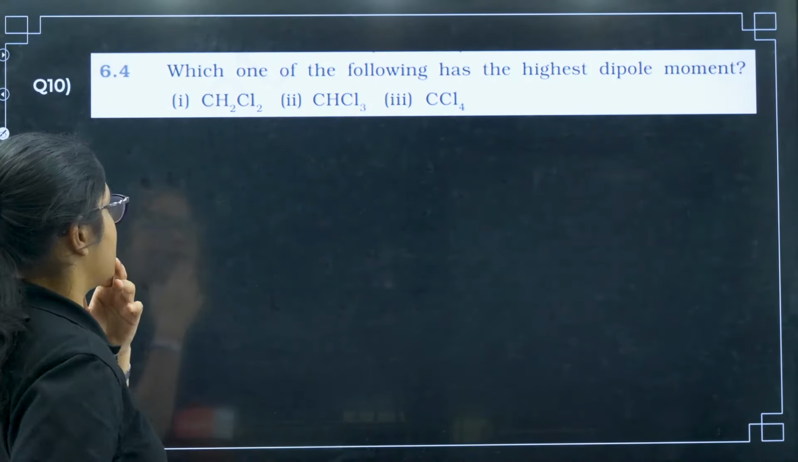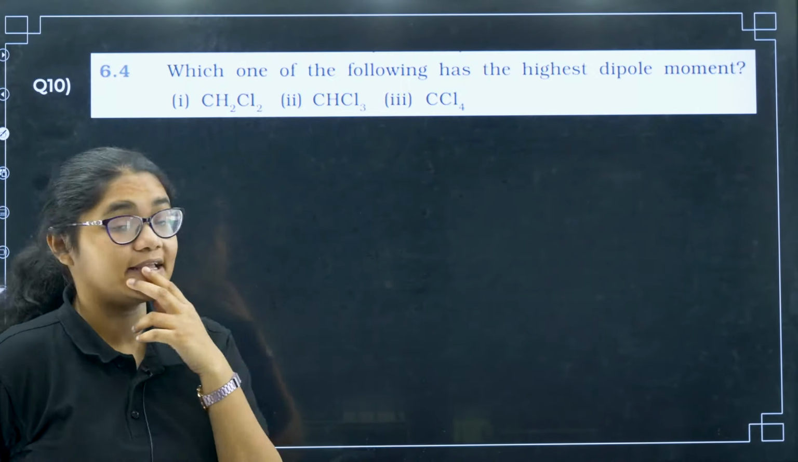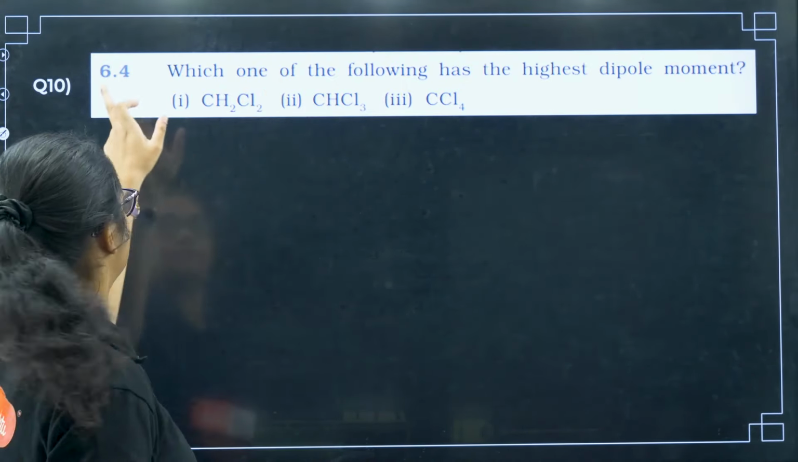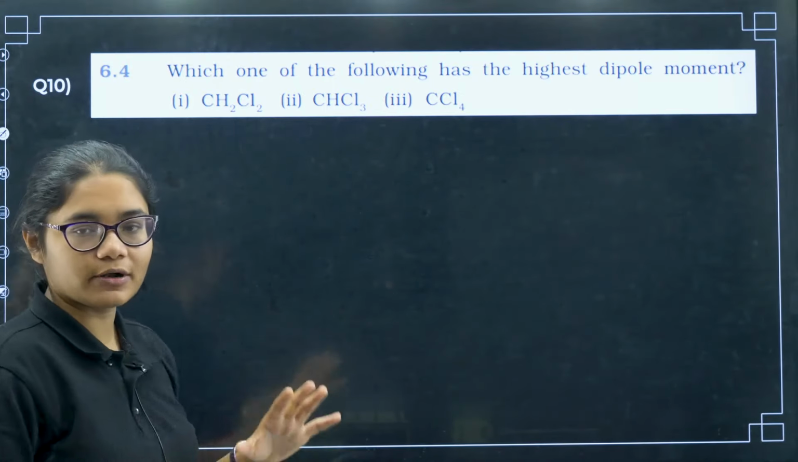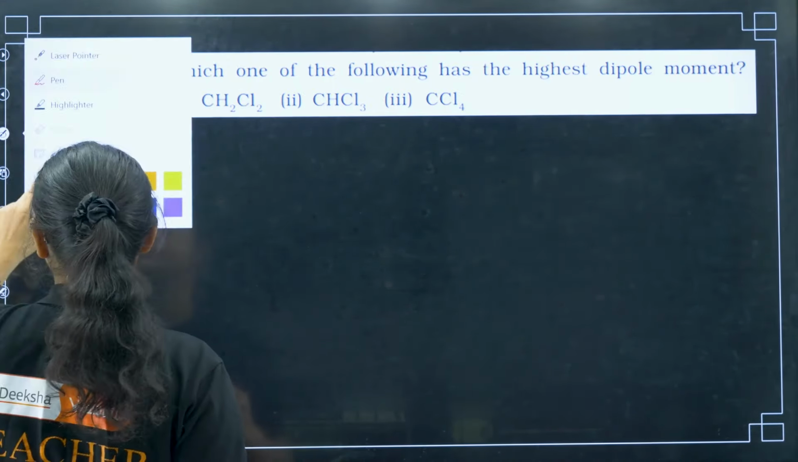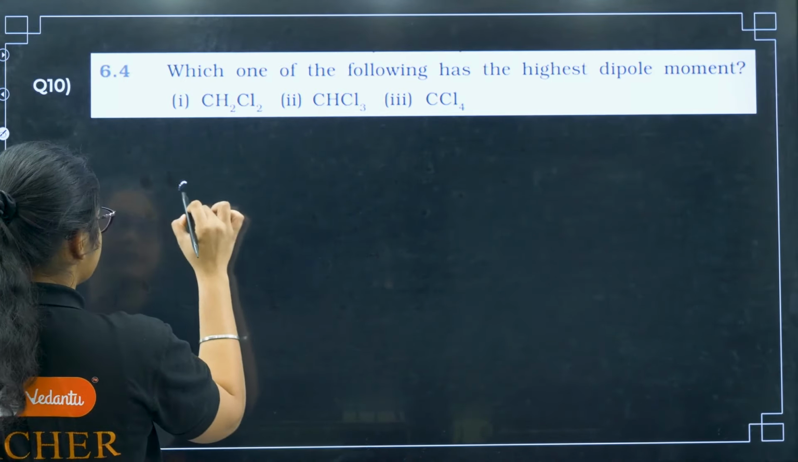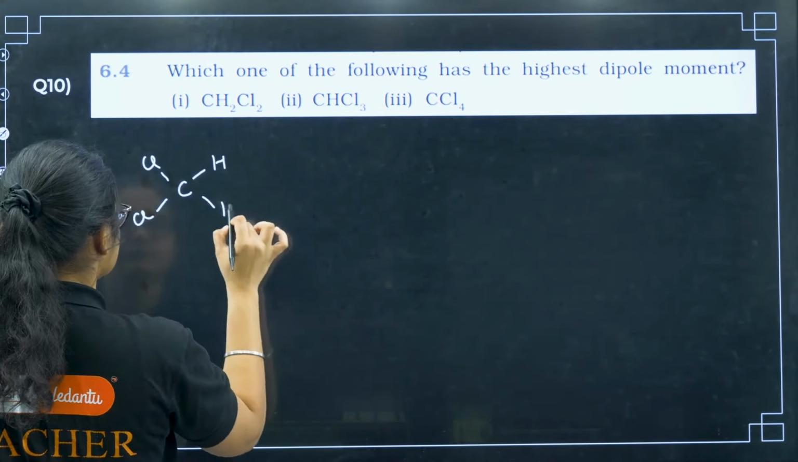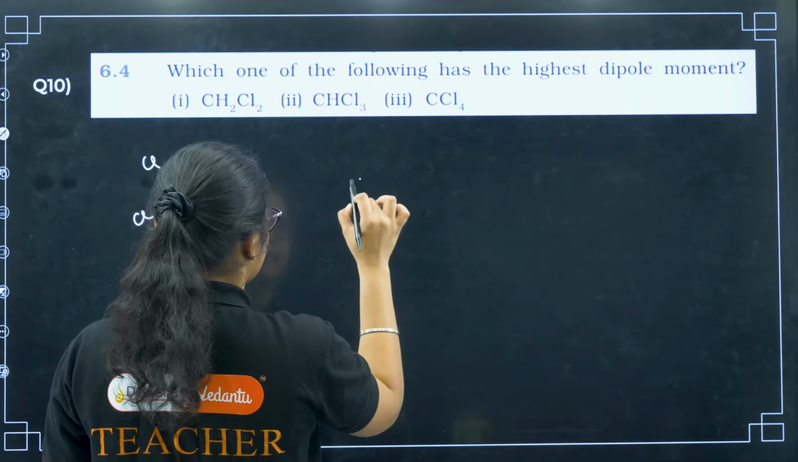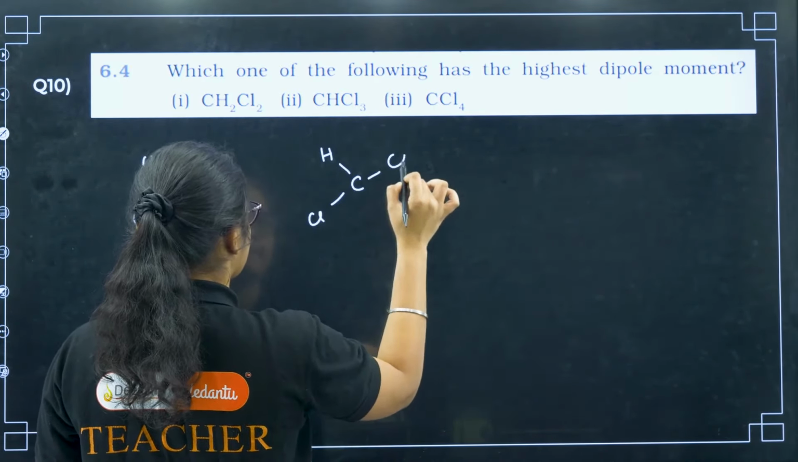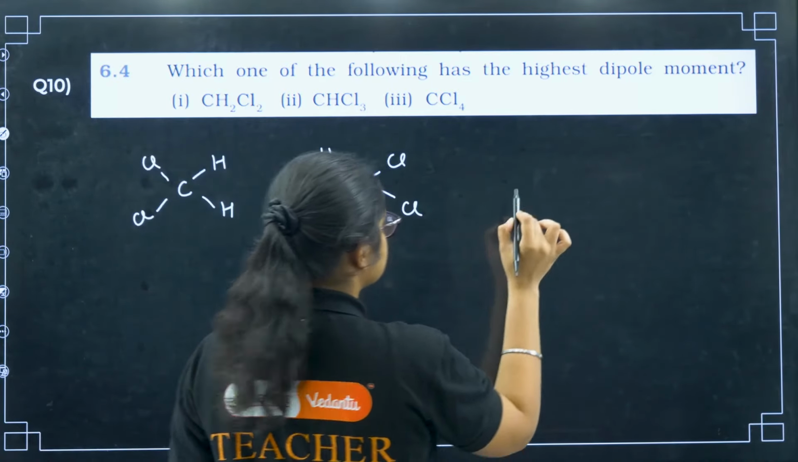Next, question number 10. Which one of the following has the highest dipole moment? This is a very important question. This is from your exercise question number 6.4. I have not taken all the questions, but important questions I have taken. So if I draw the structure of this one, CH2Cl2, it is like this. Okay, CHCl3. Then I have CCl4.